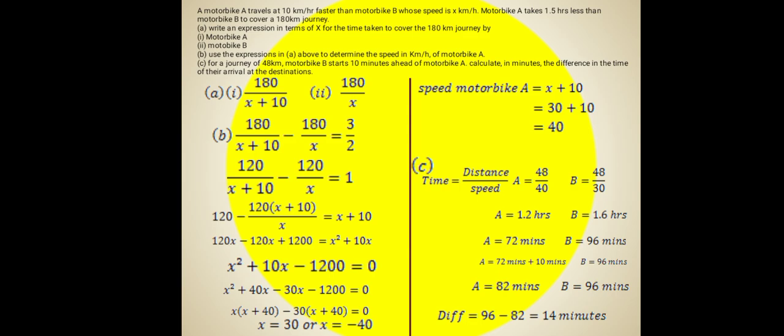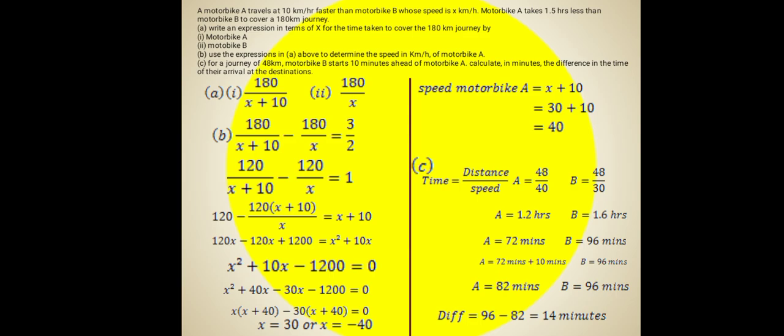A motorbike A travels at 10 km per hour faster than motorbike B, whose speed is x km per hour. Motorbike A takes 1.5 hours less than motorbike B to cover a 180 km journey. Write the expression in terms of x for the time taken to cover the 180 km journey by motorbike A, motorbike B.